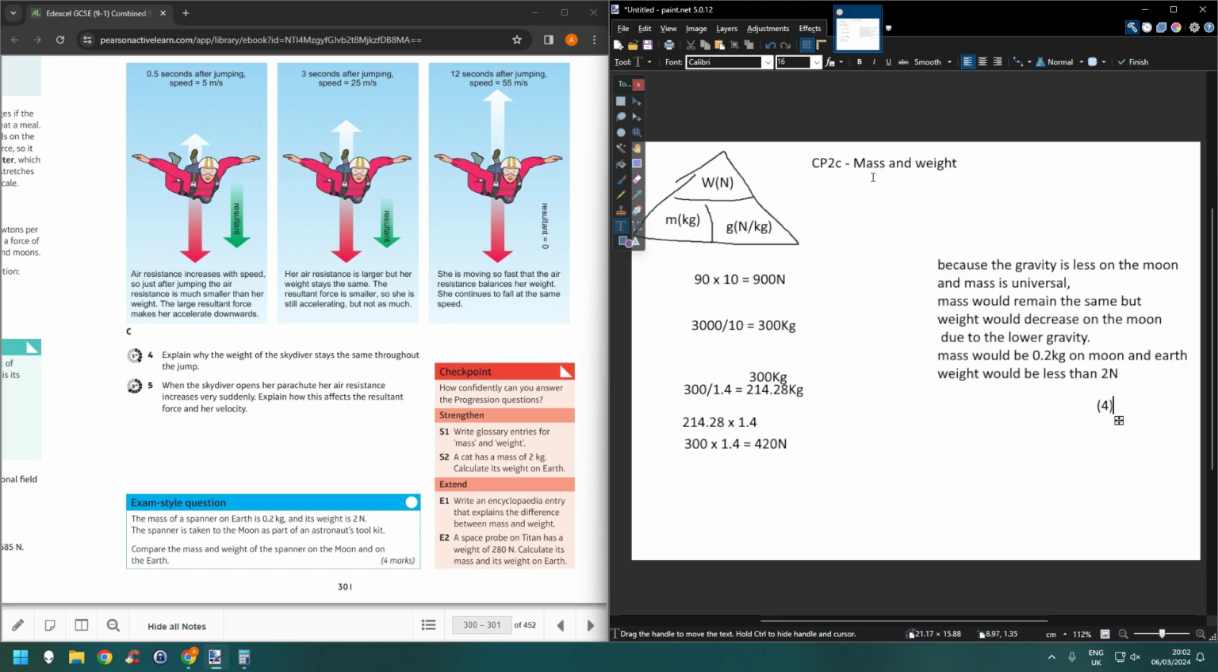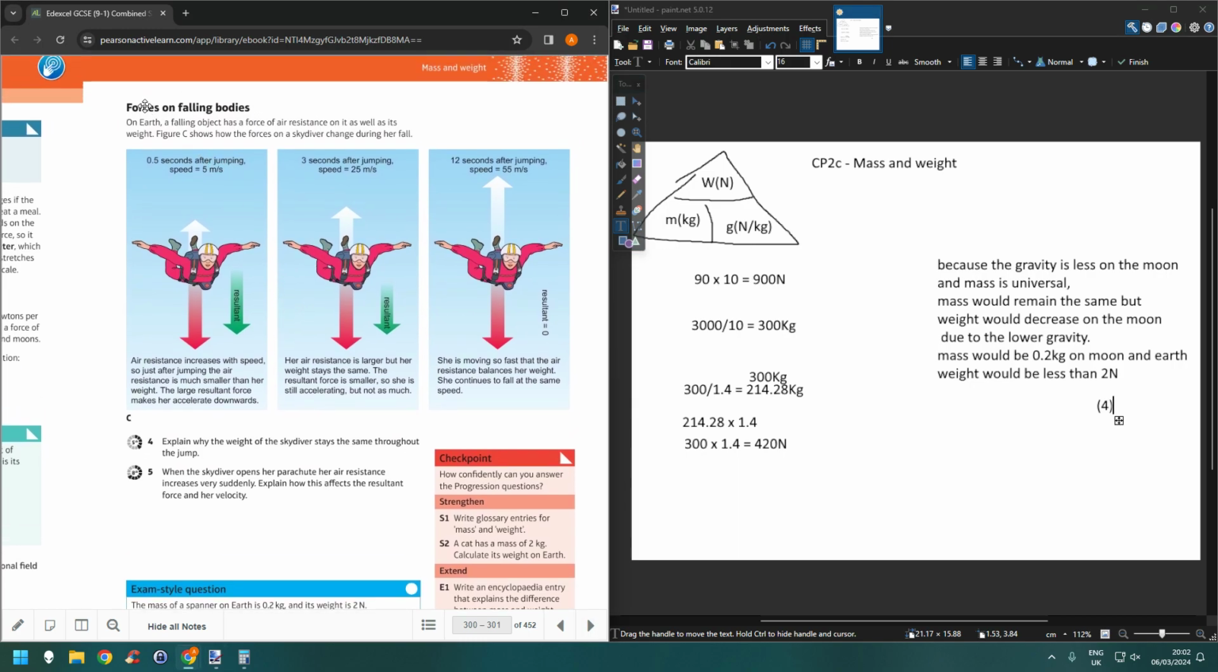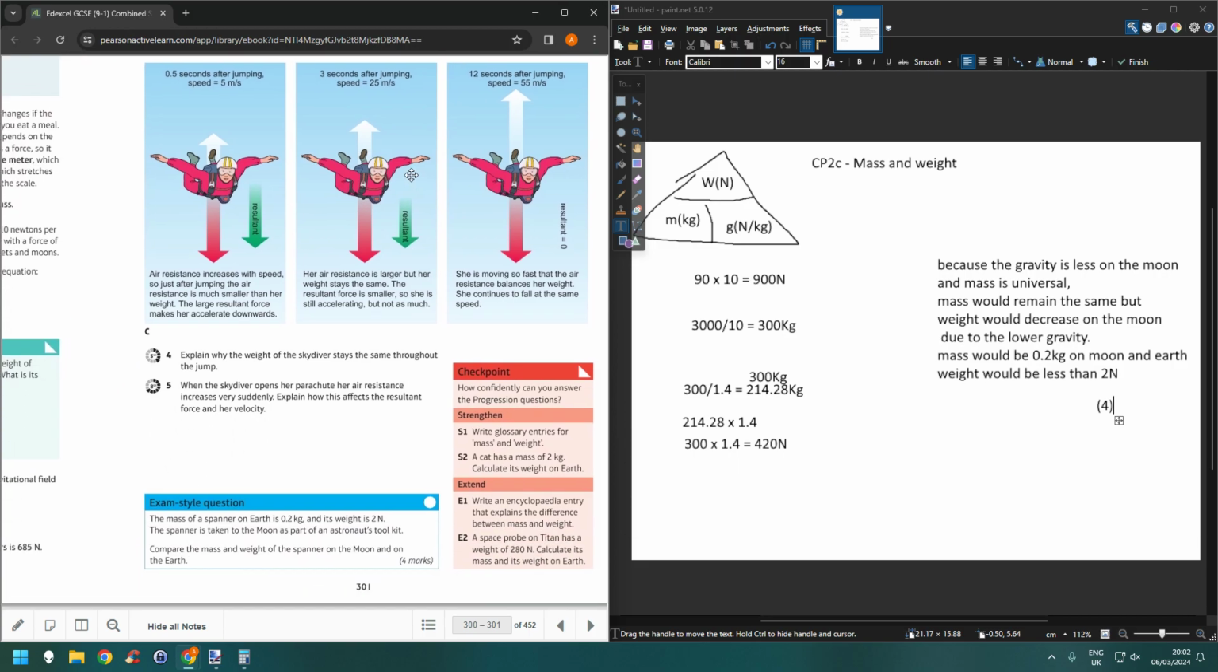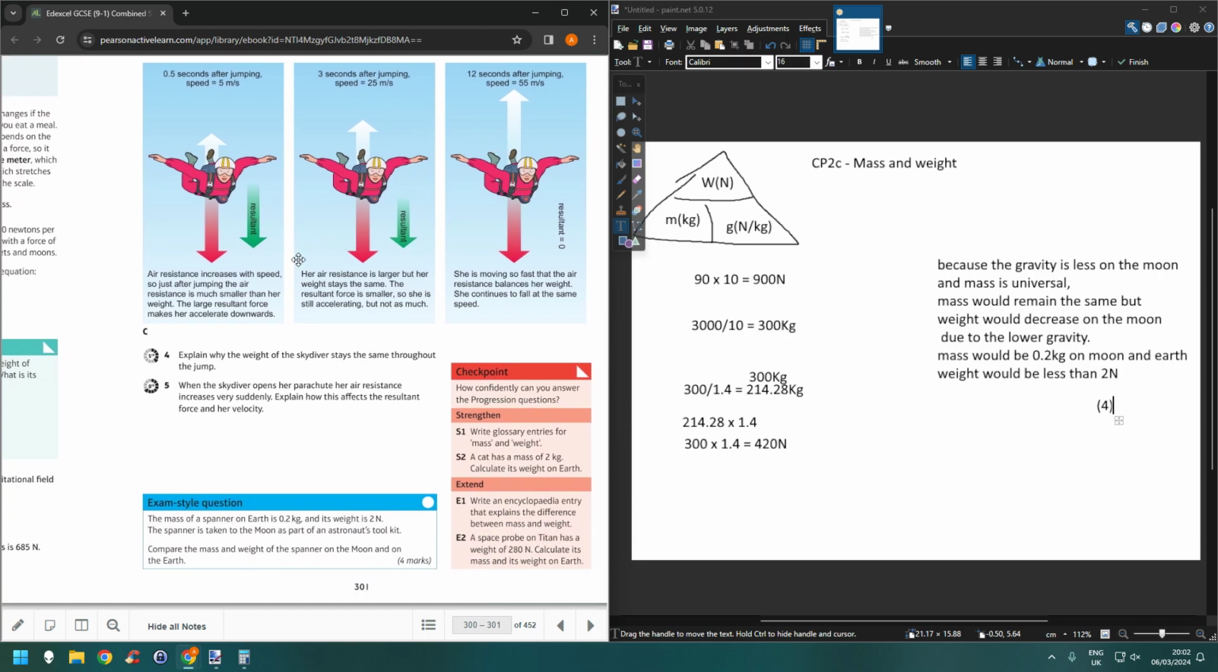CP2c Mass and weight. Before we wrap it up, I will just go over this, see what it's about. A falling object has force and air resistance on it as well. As the speed goes up, the drag and air resistance also goes up, I suppose. Alright. I think we might come back to that, but ignore whatever I just said for a minute. This is all you need to know. Lovely formula triangle, mass and weight. I will see you in the next one.